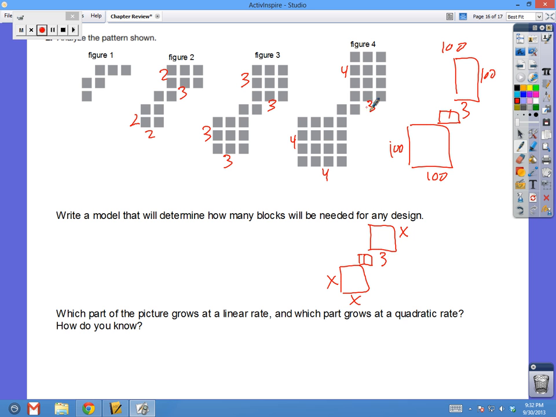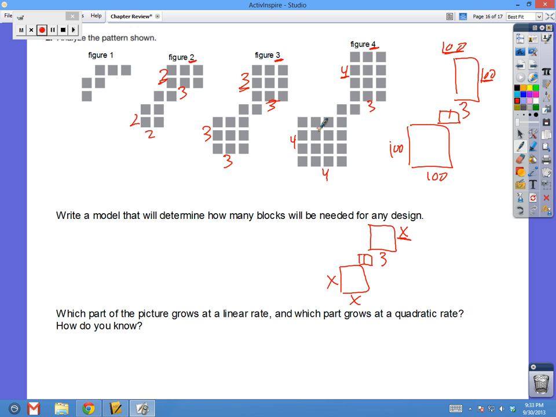So the width is never going to change. It's always going to be 3, 3, 3, 3. The height, I notice, is the same as the figure number. So figure number 100 is 100 tall. X tall for figure X, and then the bottom is just the square, X by X, same as the figure.